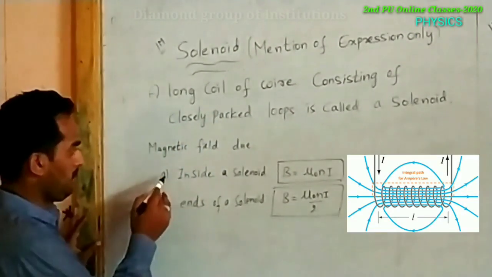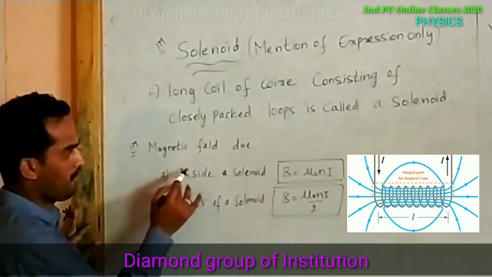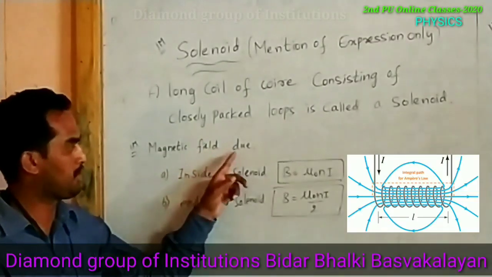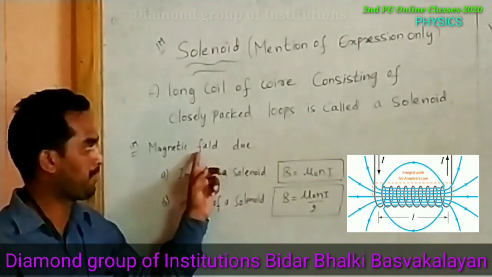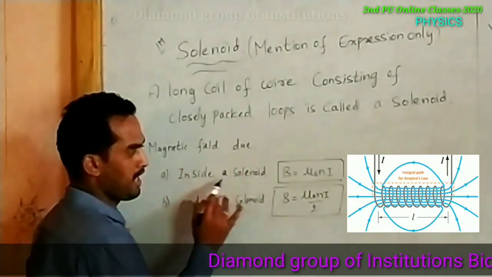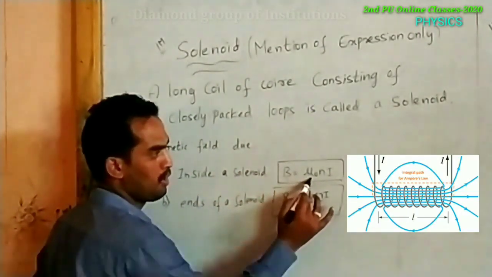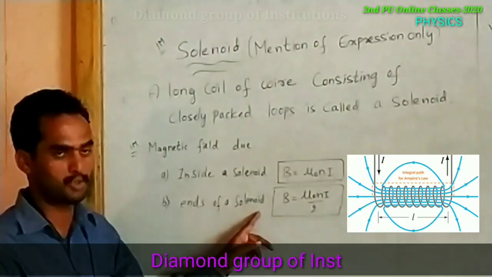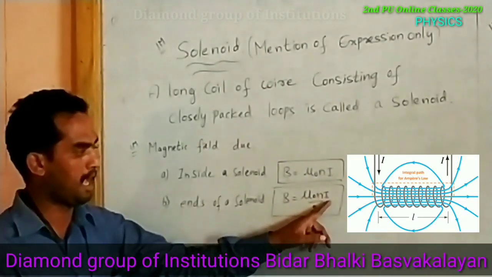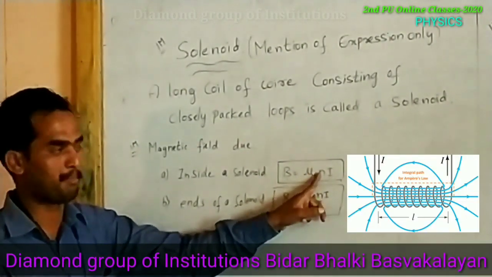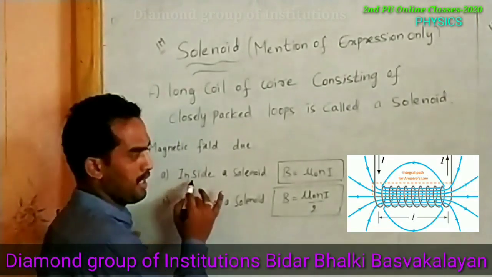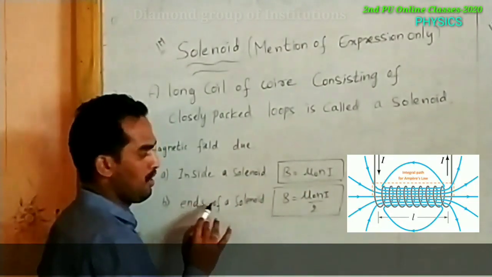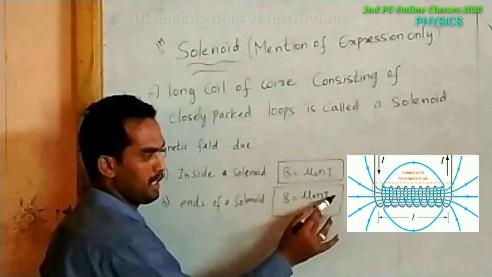And here there are 1 mark questions, the formulas are going to be asked in our examination. Magnetic field inside a solenoid: the mathematical expression is B equal to mu naught n into I. Next, magnetic field at the end of the solenoid is B equal to mu naught n I by 2. I means current, n means number of turns. Inside a solenoid, the expression is B equal to mu naught n I, and at the end of the solenoid B equal to mu naught n I by 2.